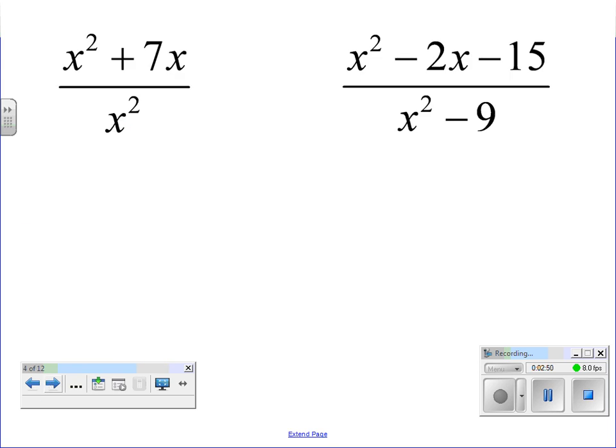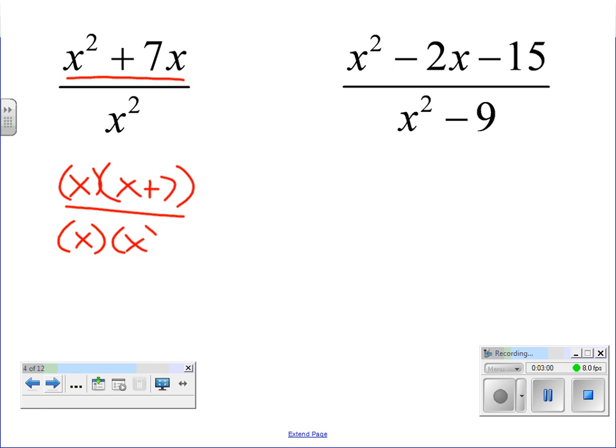So let's take a look at these examples here. Again, I'm going to break up the top here. We take out an x, and we have x plus 7. And on the bottom, when I see x squared, that's really x times x. So when I look at this problem, one set of x's drops out, and we're left with x plus 7 on top divided by x. Nothing else to reduce because there's no other GCF.